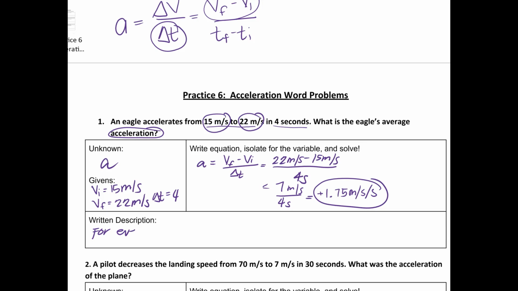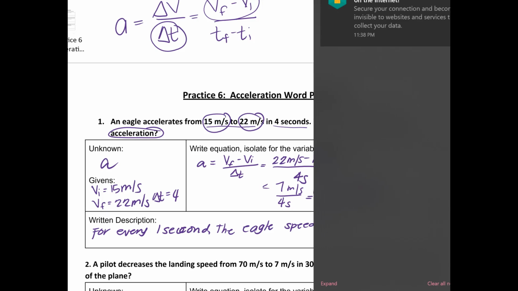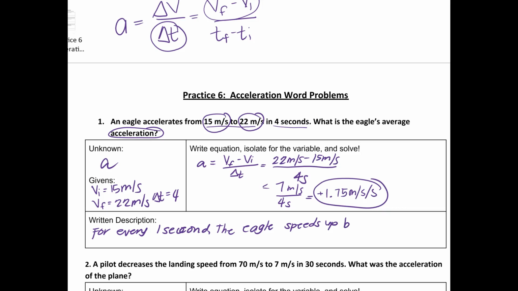for every 1 second, the eagle speeds up. I don't say accelerate because in our class it could mean speed up or slow down. Speeds up, how do I cancel this? Speeds up by 1.75 meters per second. And that's how we do number 1, right?